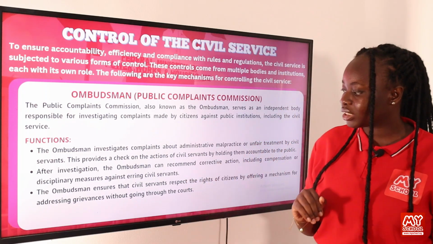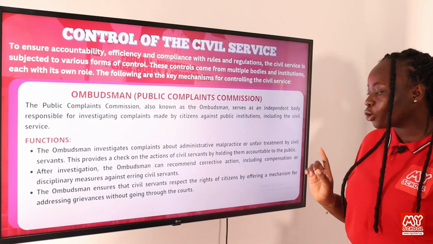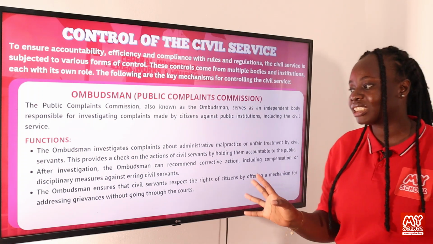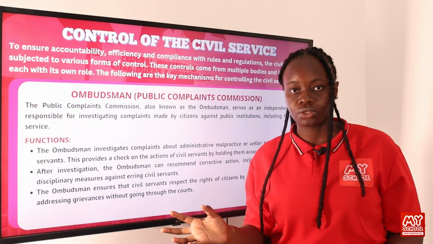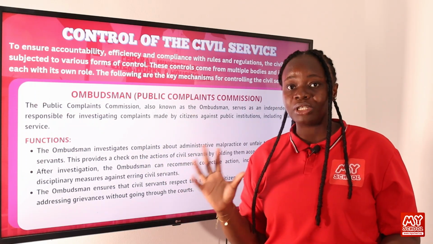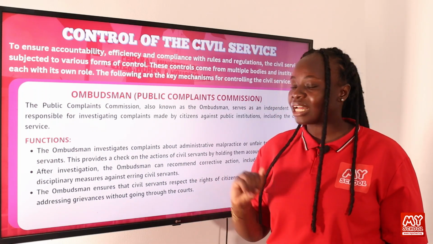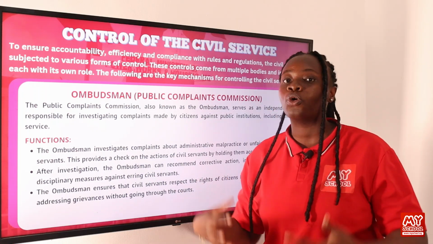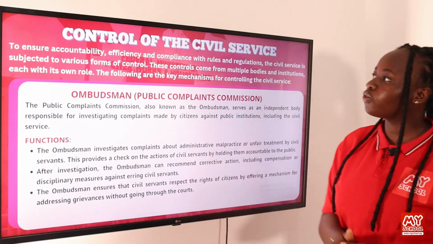The Ombudsman ensures that civil servants respect the rights of citizens by offering a mechanism for addressing grievances without going through the courts. So it doesn't have to be escalated towards the courts. You can just go to complain to the Public Complaints Commission, who can actually help them to seek redress before the issue escalates. Now let's move on to the next slide.